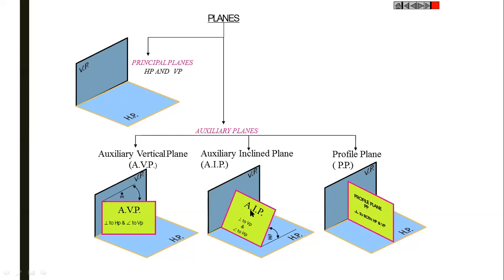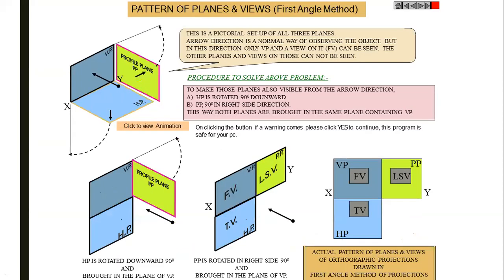Then this is for side view. It is known as profile plane. This plane is generally perpendicular to VP and HP. It is obviously perpendicular to VP and HP. So we have to draw our side view on this plane. If you have any problem, we will take the questions in the last 10 minutes. So this is our arrangement: VP, vertical plane, horizontal plane, and profile plane.